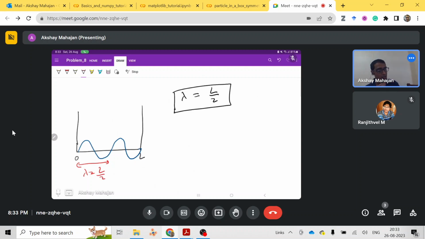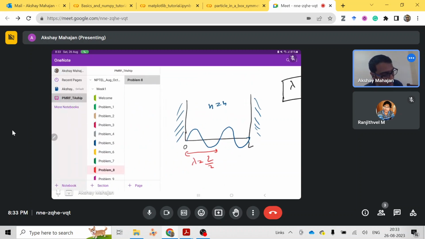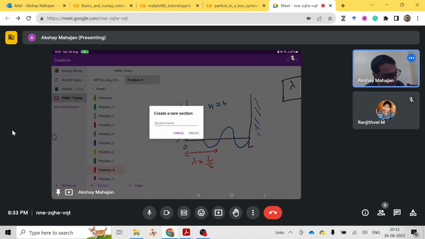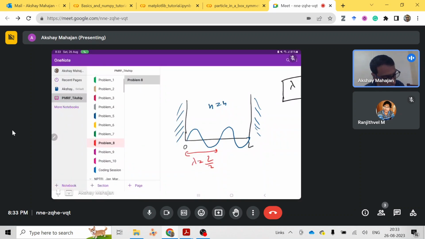So we can see that the wavelength of the wave function that we have for our state n equals to 4 is equal to the de Broglie wavelength that we have calculated, which is L by 2. This is for the particle in a box, n equals to 4 case. This lambda, L by 2, the wavelength of this wave function, is equal to the de Broglie wavelength, L by 2. Right, so now we will go to problem number 9.